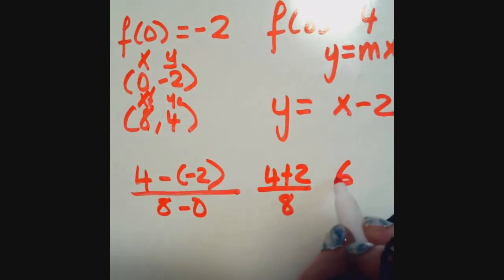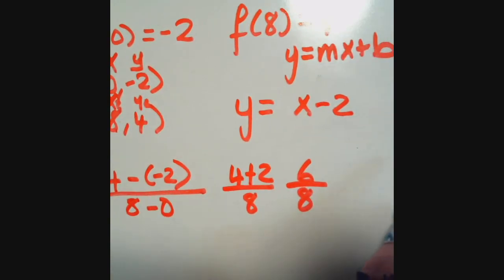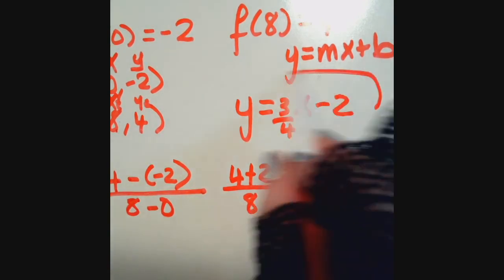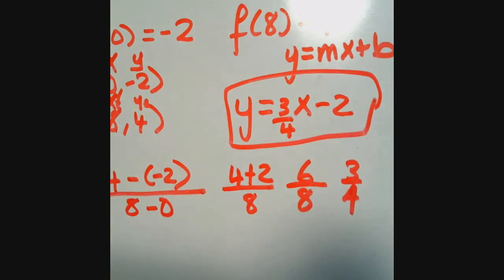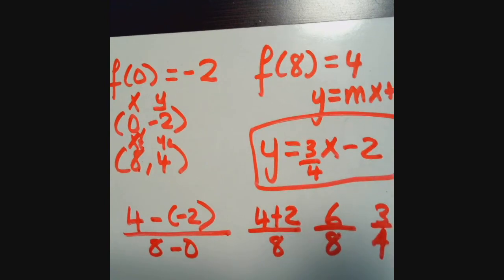4 plus 2 is 6. 6 divided by 8. We're not going to keep it like that. We're going to reduce it to 3/4. So the final answer is y equals 3/4 x minus 2. So there you go. You should be able to look and change it to an ordered pair and use the slope formula to go ahead and find the slope, and then you have everything you need.